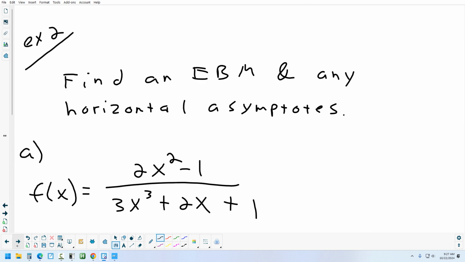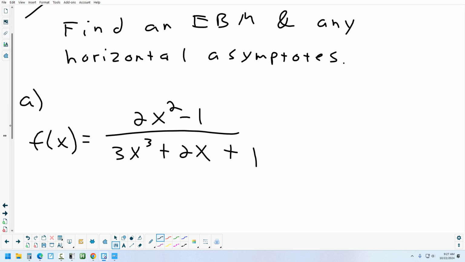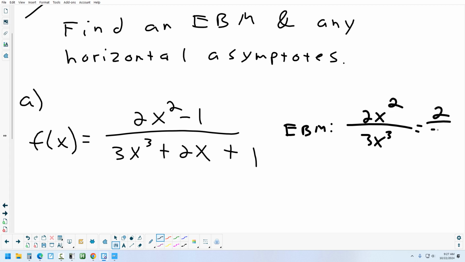All right. So let's try finding the EBM, and then we're going to also do horizontal asymptotes. Okay. So EBM. What's the EBM of what's in the top? 2x squared over. What's the EBM of what's in the bottom? 3x cubed. And without me writing it out, anyone think they can simplify it and give me the EBM? Yep. 2 on the top, 3x on the bottom. There you go. Any question on the EBM?